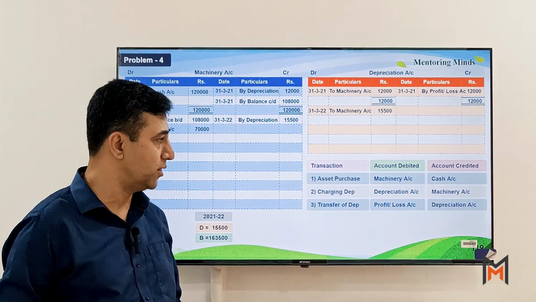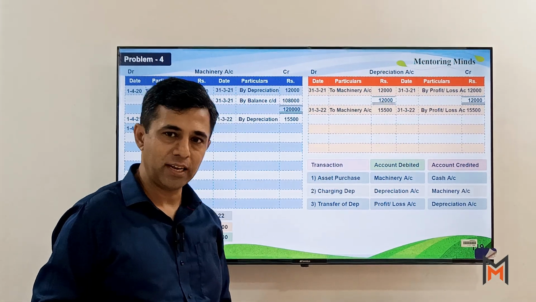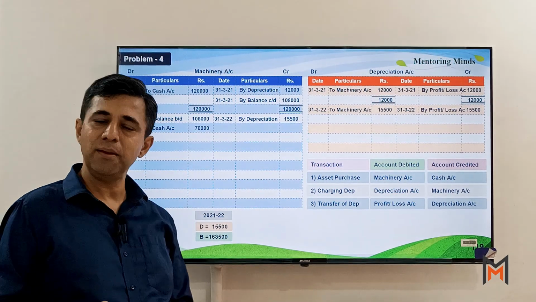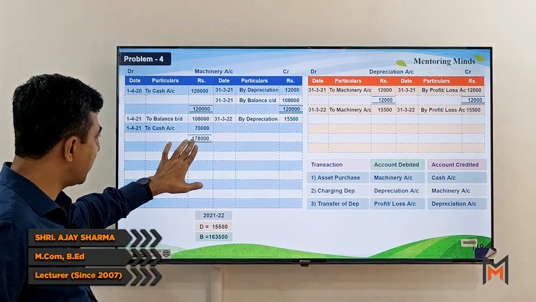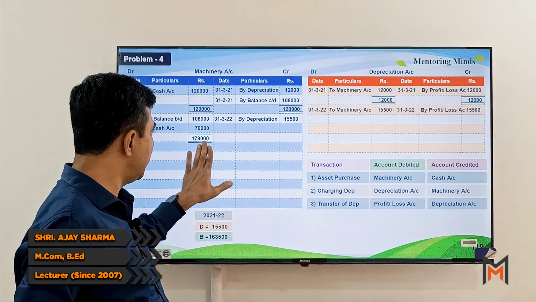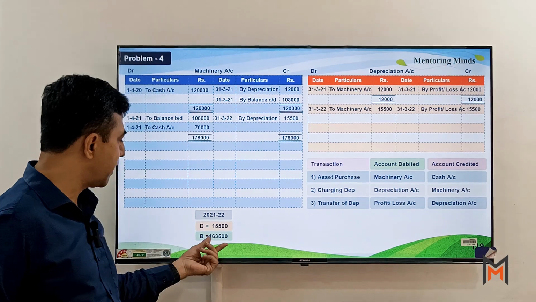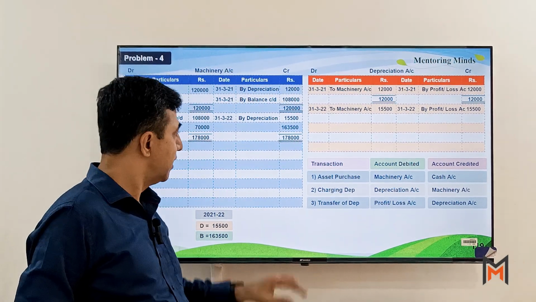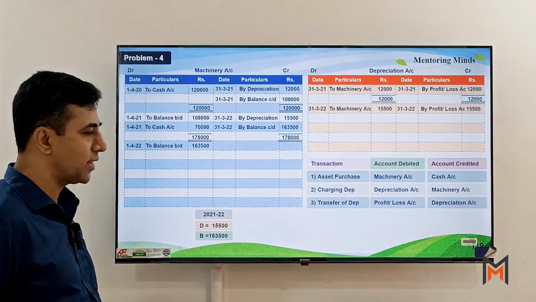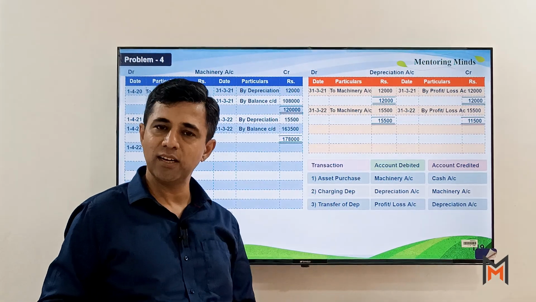We assume that we have done the posting, and in depreciation credit side will write by profit and loss account. And now the same procedure we have to do. We are going to close the books of account. So debit side 1,78,000. Obviously debit side is heavy. Here also 1,78,000 minus 15,500. So automatically we'll get 1,63,500. This is the closing balance which we transfer to the next year. And here we are going to close the depreciation account.